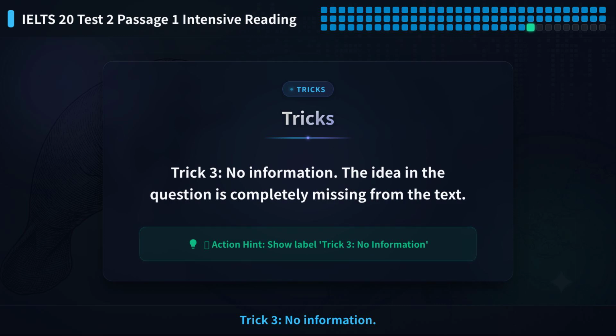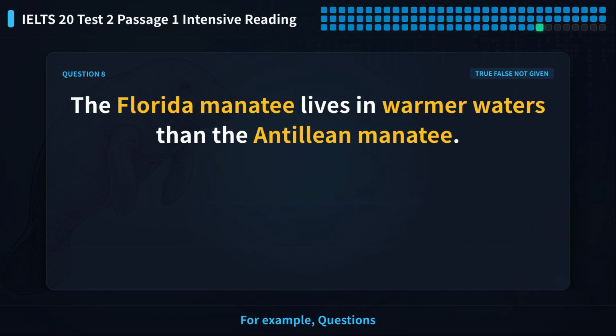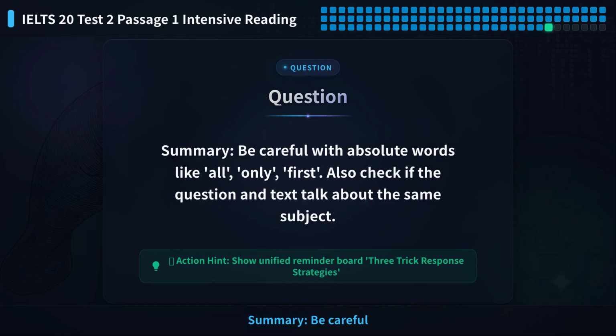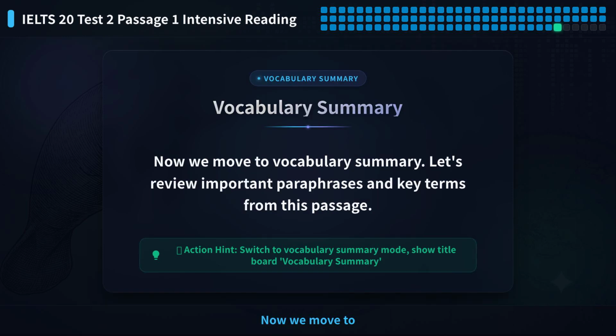Trick 3, no information. The idea in the question is completely missing from the text. For example, questions 8, 10, and 12. The ideas in these questions are completely missing from the text. Summary: be careful with absolute words like all, only, first. Also check if the question and text talk about the same subject. Now we move to vocabulary summary. Let's review important paraphrases and key terms from this passage.